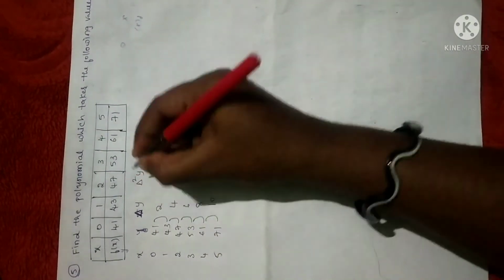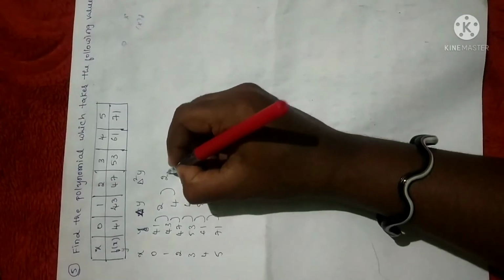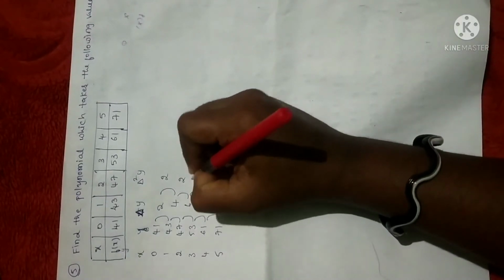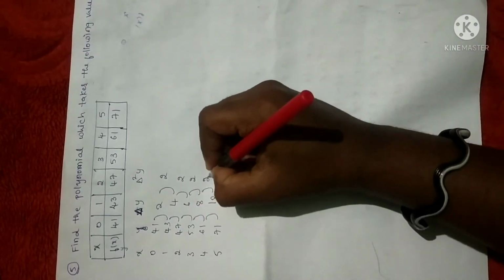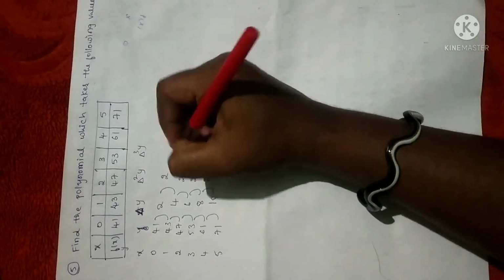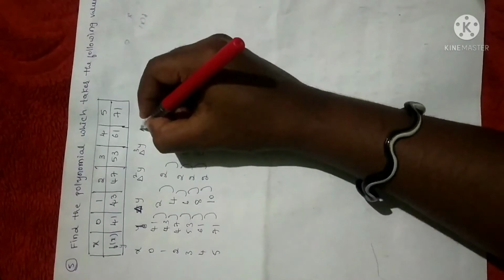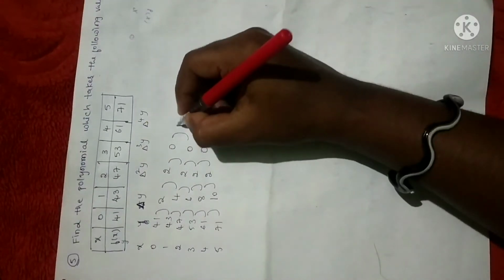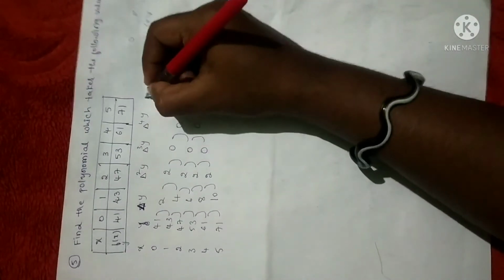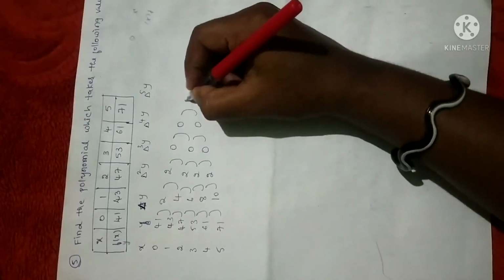Similarly, calculate the second forward difference. 4 minus 2 is 2, 6 minus 4 is 2, 8 minus 6 is 2, 10 minus 8 is 2. Now the third forward difference: 2 minus 2 is 0, again 2 minus 2 is 0, 2 minus 2 is 0. Fourth forward difference: 0 minus 0 is 0, 0 minus 0 is 0. Fifth forward difference is 0 minus 0, which is 0.